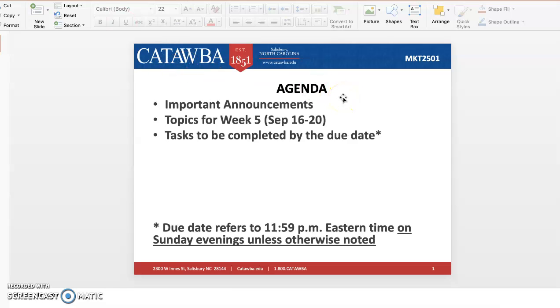Today I'm going to go over the agenda for this week. Especially if you have been looking at the syllabus, you will know that we have an exam this week. We just completed the first 5 chapters of this textbook. So I'm going to go over the important announcements, topic for this week, and tasks to be completed.